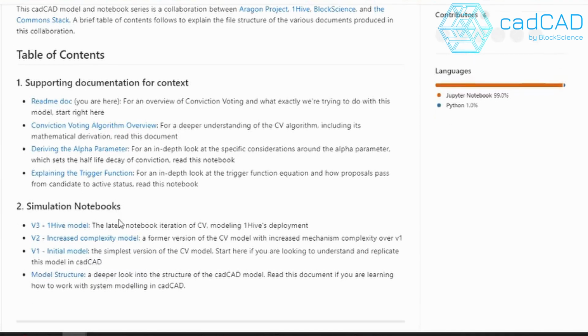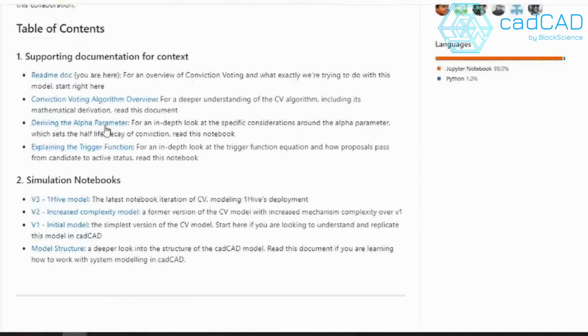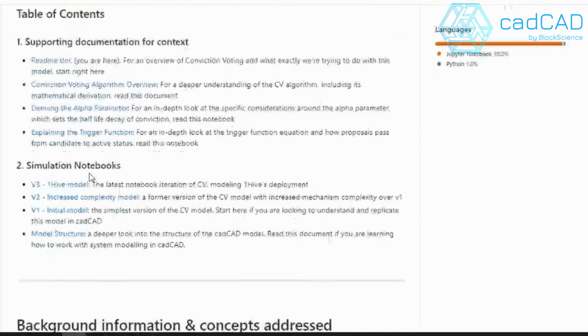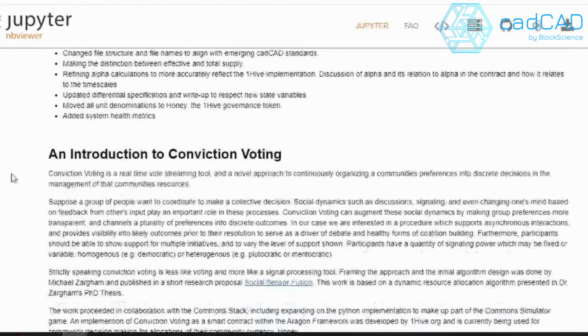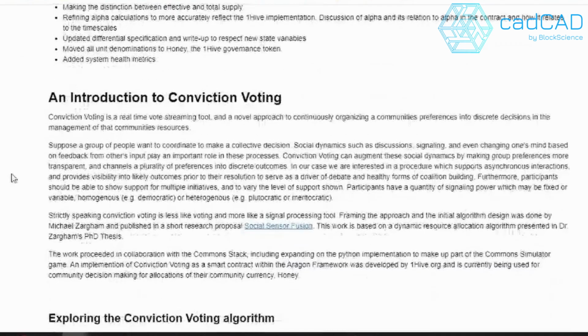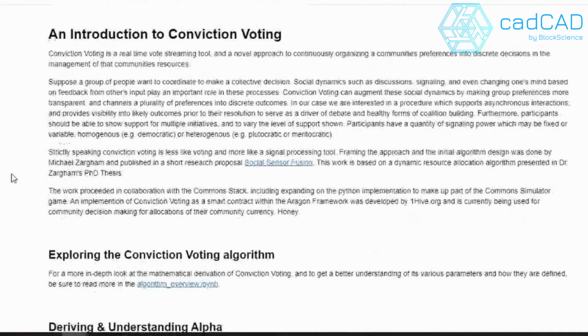Awesome. Okay, so as Andrew mentioned, there's a whole bunch of other notebooks to dig into, deriving alpha and looking at some of the parameters of conviction voting. Definitely check out these notebooks. But the main notebook here is our V3 simulation notebook. So Andrew, I'll turn this over to you and let you introduce a couple of concepts from here. This is basically where we run most of our rigorous modeling of the conviction voting system.